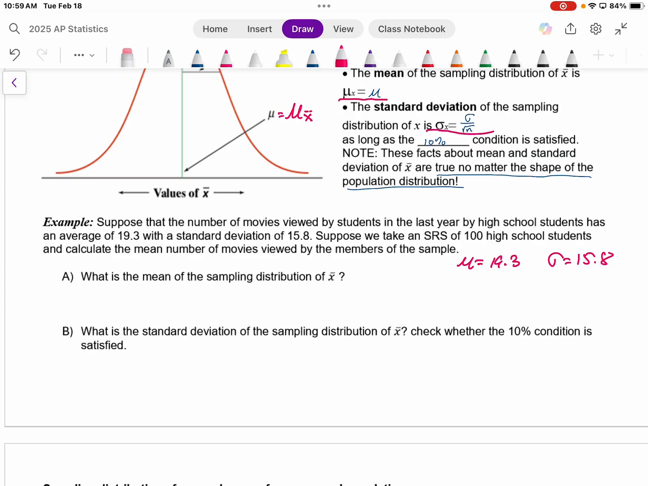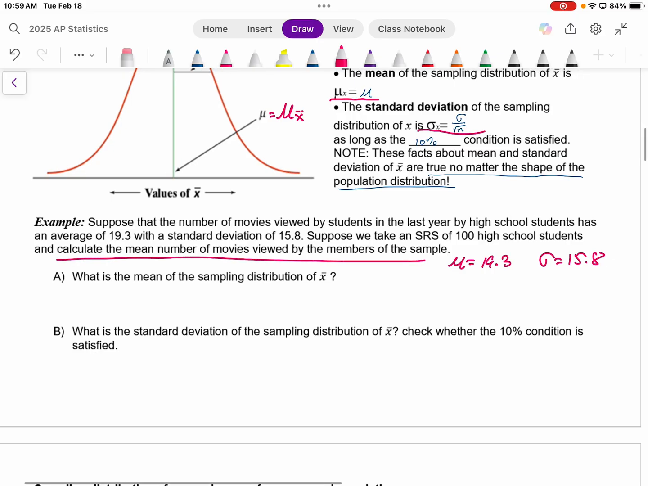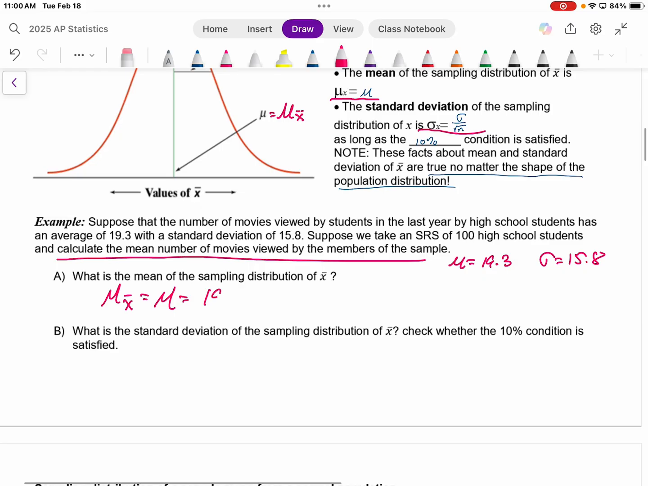Suppose we take a simple random sample of 100 high school students and calculate the mean number of movies viewed by the members of the sample. They ask us to find what is mu sub x bar. Well, we know that's equal to mu, which is equal to 19.3. And we're going to make sure we get in the habit of writing down units, that way they don't dock us on little petty stuff.